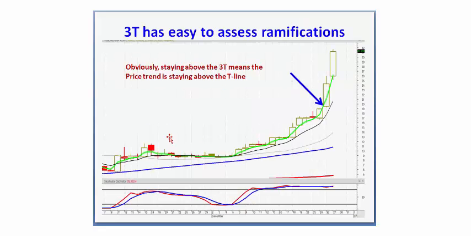And this is where the 3T line also comes into effect. If we start moving away from the T line, the 3T line becomes our next parameter. And if we're starting to move away from the 3T line, that's really giving us a warning that we're way up in the overbought condition. We want to get ready to take profits.